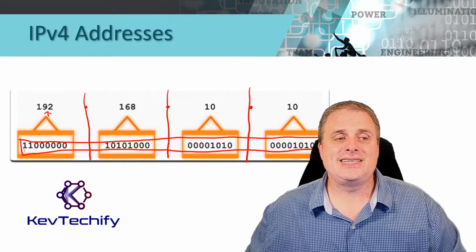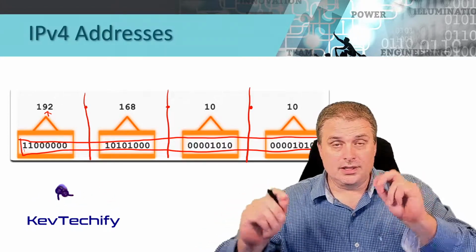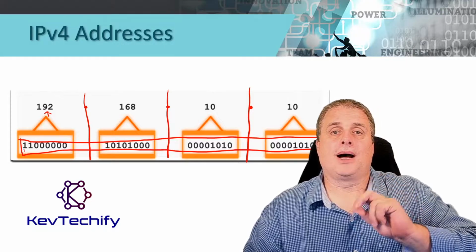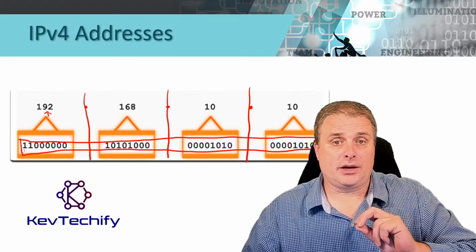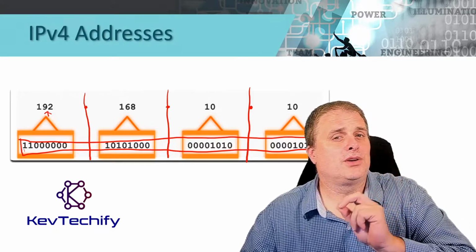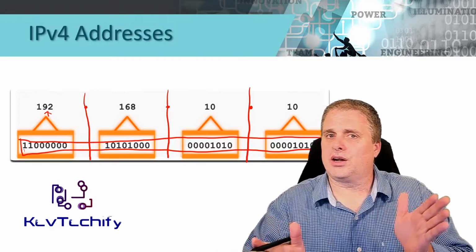Computers, they don't see this. They see this string of 32 ones and zeros. This is the big takeaway here. Yes, you have to know how to convert binary to decimal and decimal to binary, but also understand computers see an IP version 4 address as a string of 32 ones and zeros. Nothing breaking it up. There's no octets. There's no decimal points.